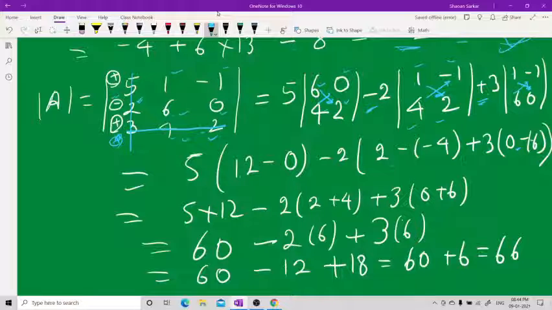Now 5 into 12, 2 minus 2 into this minus, this minus 2, this minus 2, and this minus into minus is plus 4, and minus into minus is plus 6. So now you got 5 into 12 is 60, 2 into 6 is 12, 3 into 6 is 18. Again you got the same result. So however you expand, whether you expand in the form of row or in the form of column, you will always get the same answer provided you do your calculations correctly. Okay.